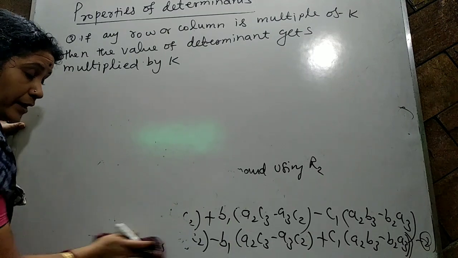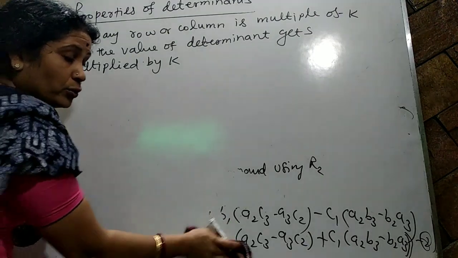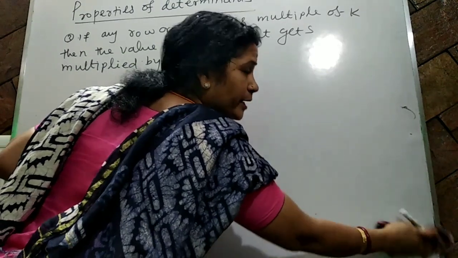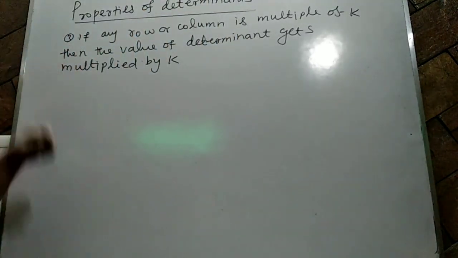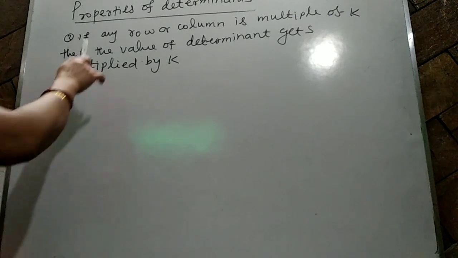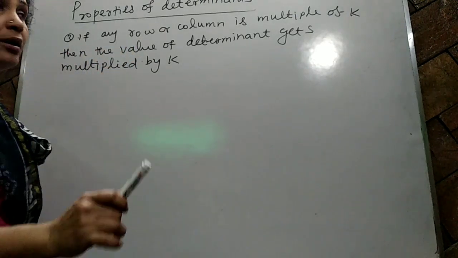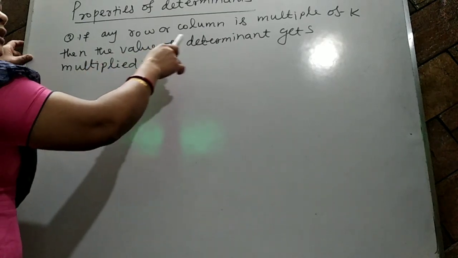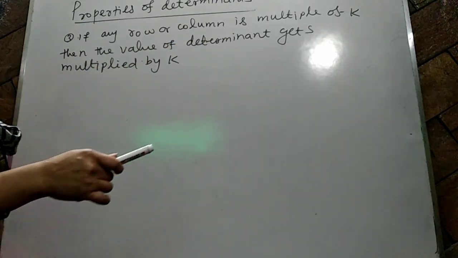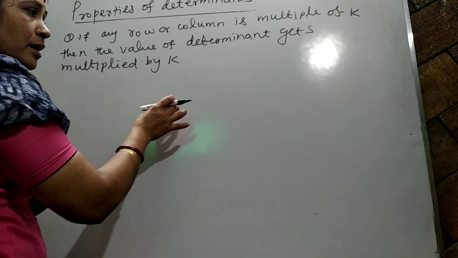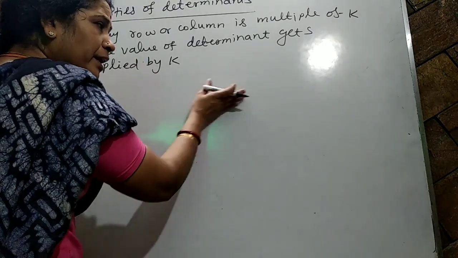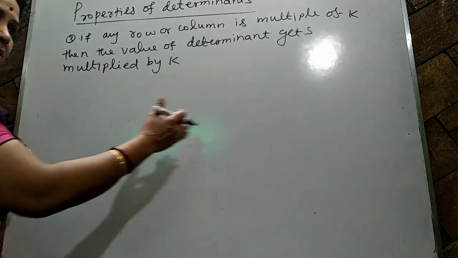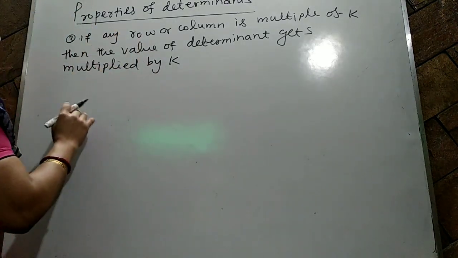What we have seen in a matrix is that if you want to take out 2 from a matrix, you have to take out 2 from each element. But here, mind it, if any single row or single column is a multiple of k, then the value of the determinant gets multiplied by k. Means you can take a common element from R1, from R2, from R3 separately. That's what they are saying here.